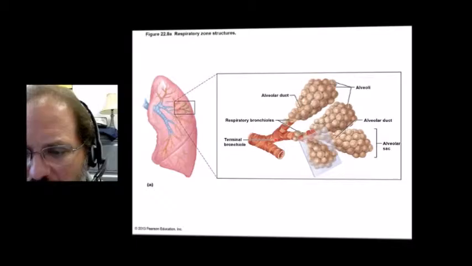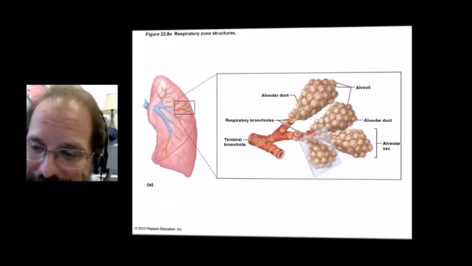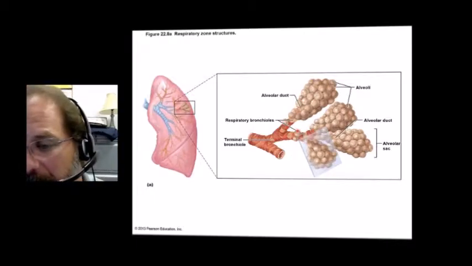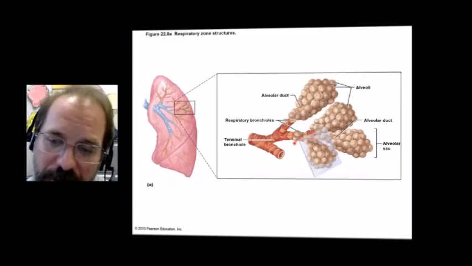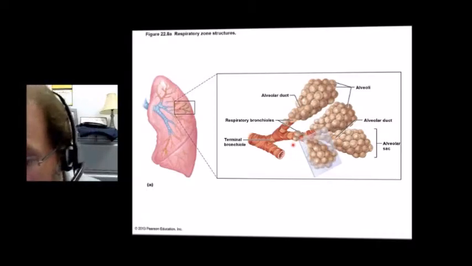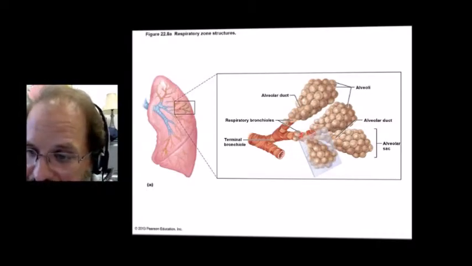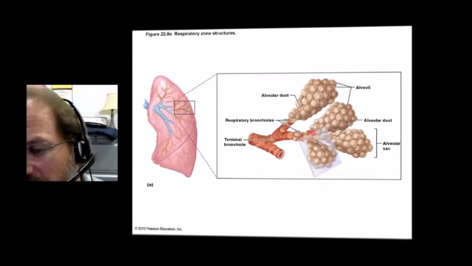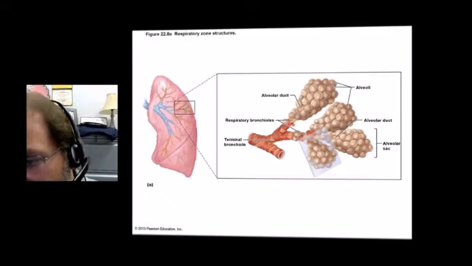The distinction between a terminal bronchiole and a respiratory bronchiole is the presence of these little sacs out here. These little sacs are called alveoli, singular alveolus. Once we have those associated with a bronchiole, then we call it a respiratory bronchiole. And a respiratory bronchiole is the beginning of the respiratory zone. Once the smooth muscle goes away, it's no longer a bronchiole. So here we can see there's a little band of smooth muscle.